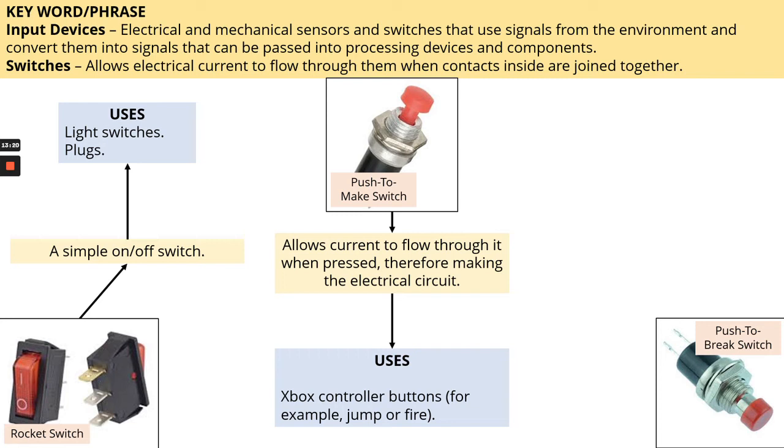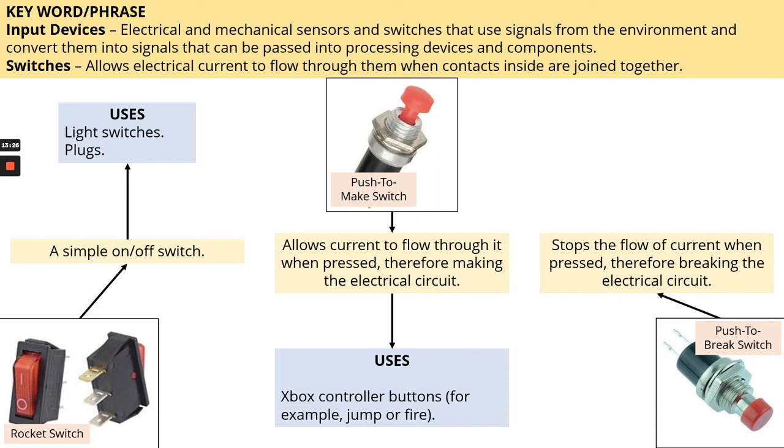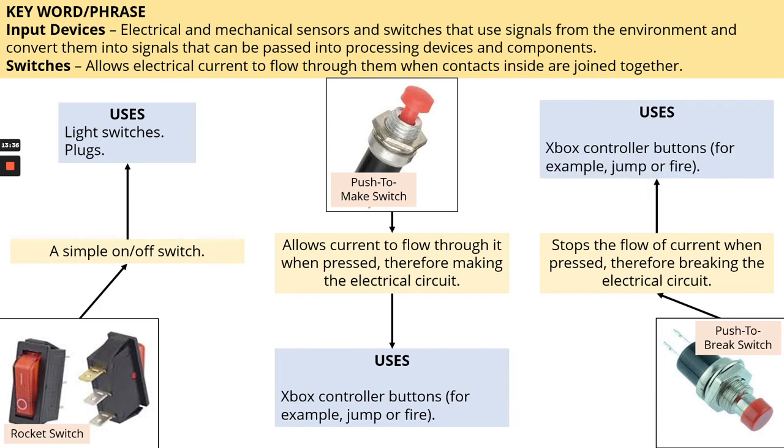Our last type is push to break. So it's basically just the same as the push to make, just in the opposite way. So when you push down on a push to break switch, it stops the flow of current, therefore turning the product off, breaking the electrical circuit. These are also used in controllers and remotes, anything with a push action button, your keys on a keyboard, your on off button on your phone.